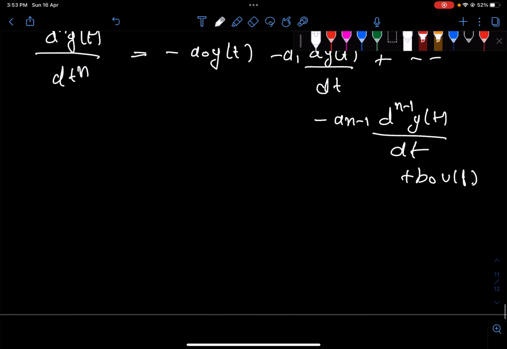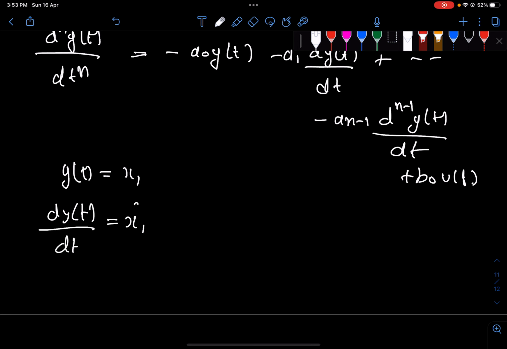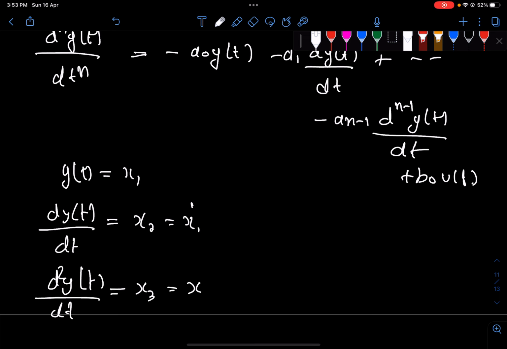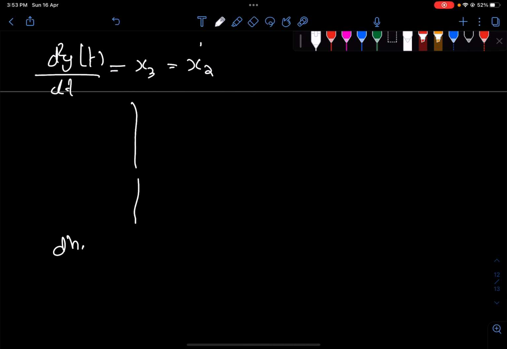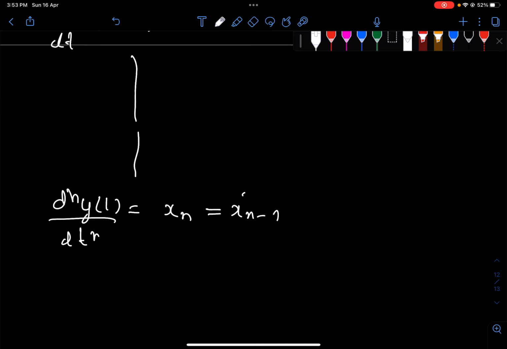So we'll be substituting y of t with x1. So what is the derivative of this one? That will be x1 dot, right? So we'll give a new name, x2 equal to x1 dot, and the second derivative of this one will get a new name, x3, which is x2 dot, and we'll go like that. And the nth derivative will wind up with a new one, xn, and xn minus 1 dot, right?